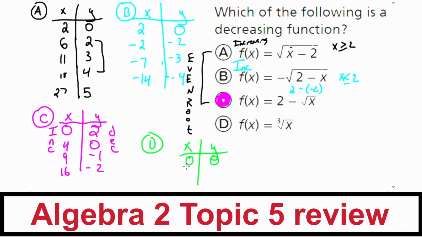0 is going to spit back 0. 8 is going to give me 2. 27 is going to give me 3. This is increasing along x. This is increasing along y. And that leaves C as my only decreasing function.